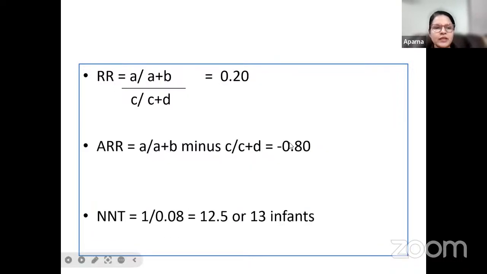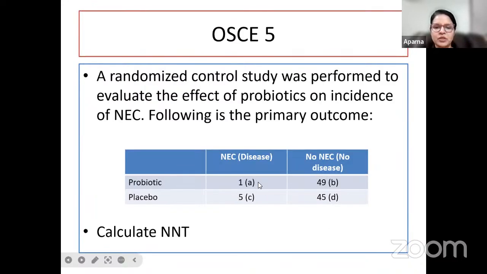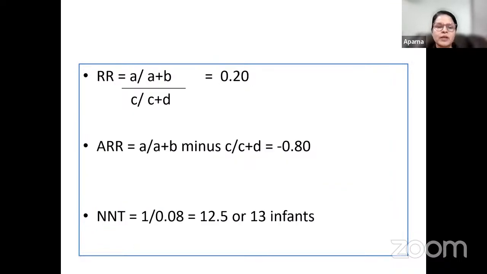So the relative risk is A by A plus B divided by C by C plus D. So it is 1 by 1 plus 49, that is 50, divided by 5 by 5 plus 45, which is again 50. So eventually it will become 1 by 5, which is 0.2. So the relative risk of developing necrotizing enterocolitis in the probiotic exposed infants is 0.2 of the risk of developing NEC in the non-exposed infants. So it essentially means that the risk of developing the disease in probiotic exposed infants is 20% of the risk in the control infants.